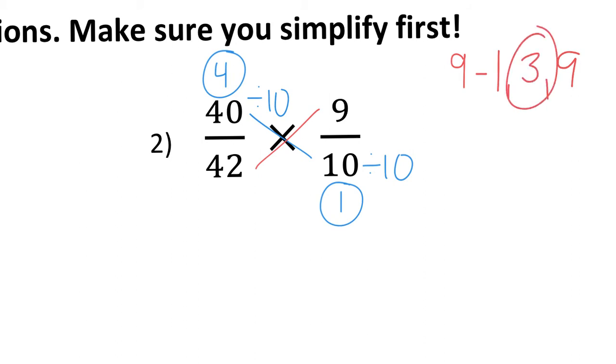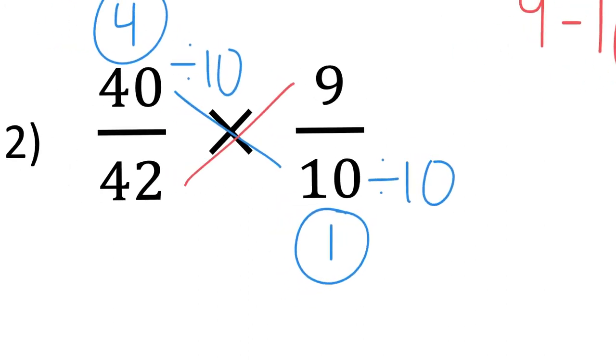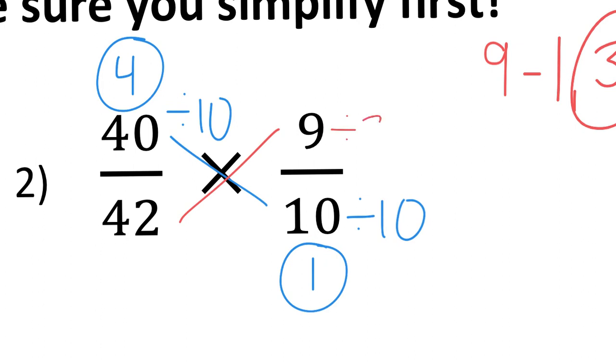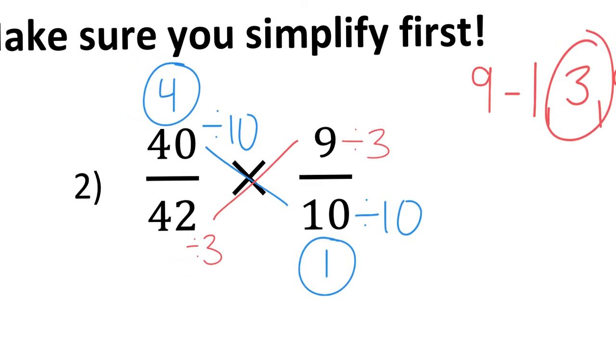Now, let's see. Does 3 go into 42? Remember my trick? What's 4 plus 2? It's 6. Does 3 go into 6? It does. So guess what? We can divide by 3. Let's go ahead and do that so we can make this smaller for us. Divide by 3 and divide by 3. If you didn't, that's okay, but eventually you're still going to have to simplify. So 9 divided by 3 is 3.